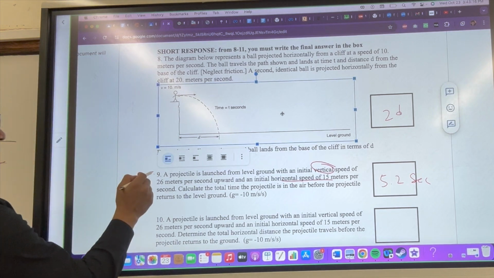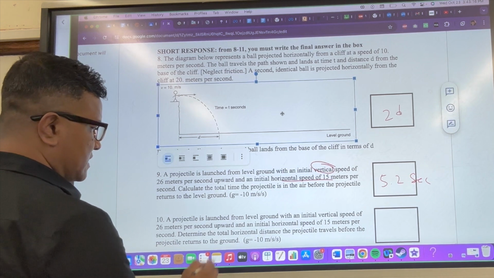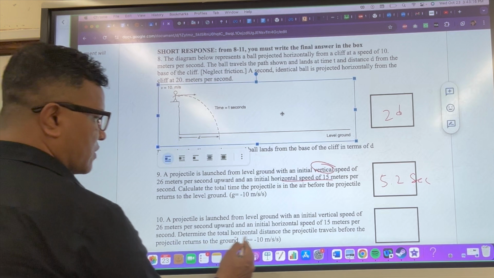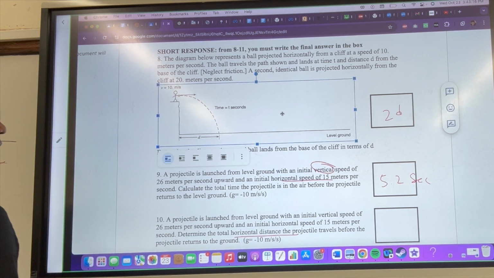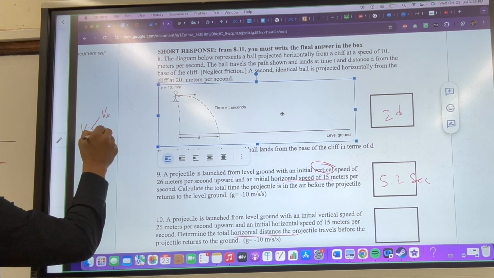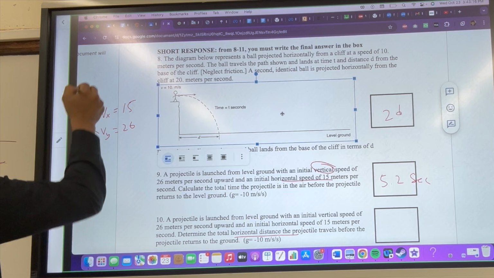Now number 10 is connected with number 9. So number 10, I ask you to find the range, right? The horizontal distance. So how can you find the range? So Vi has two components, Vx and Vy. Vy is 26 and Vx is 15. And I ask you, how long does it take?